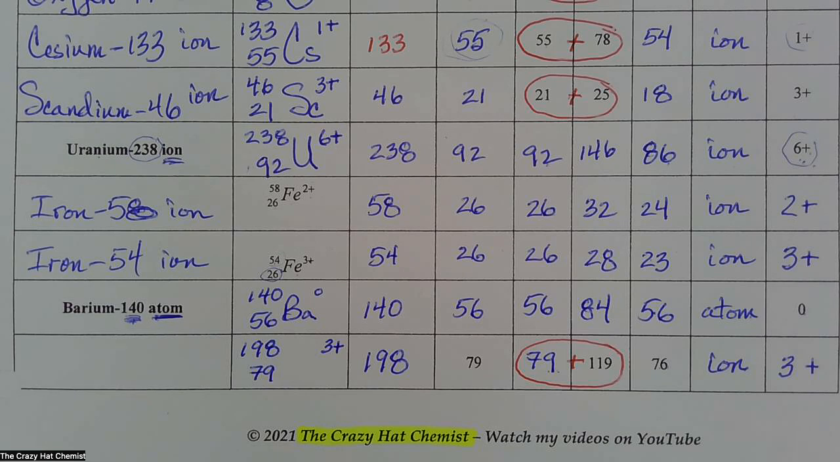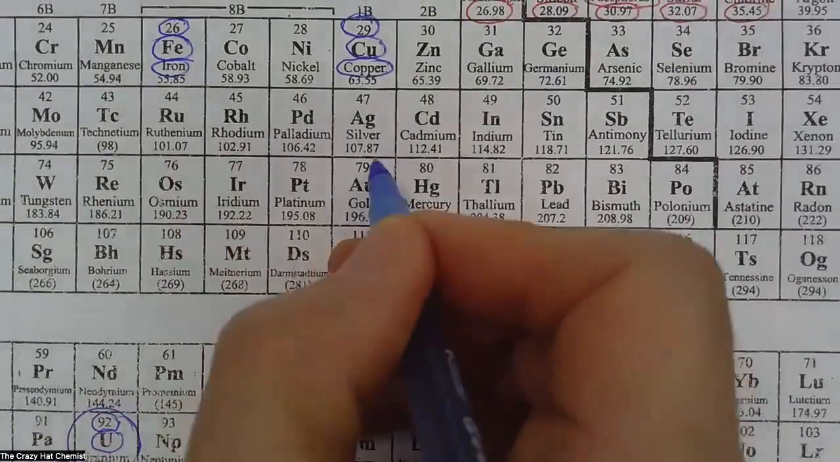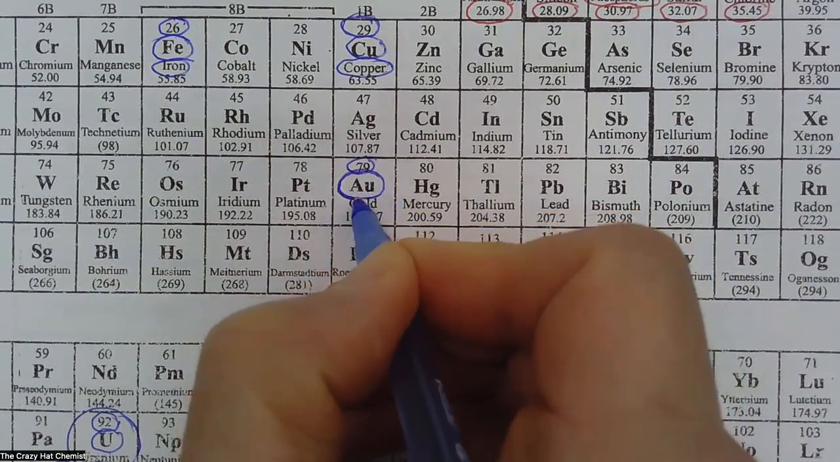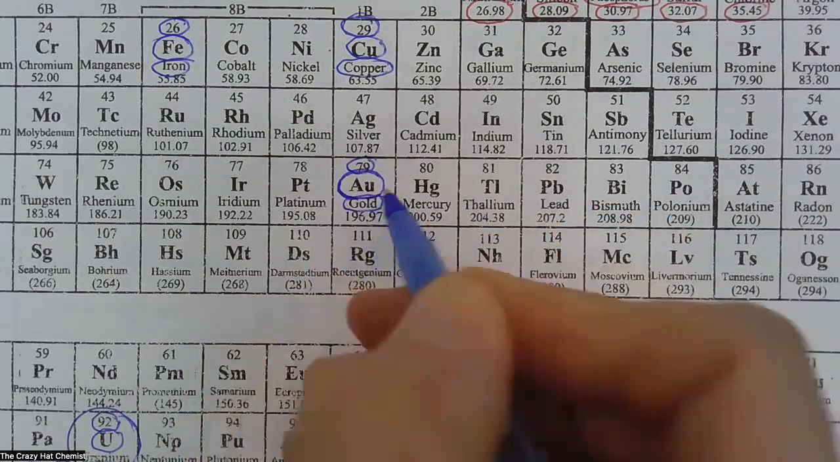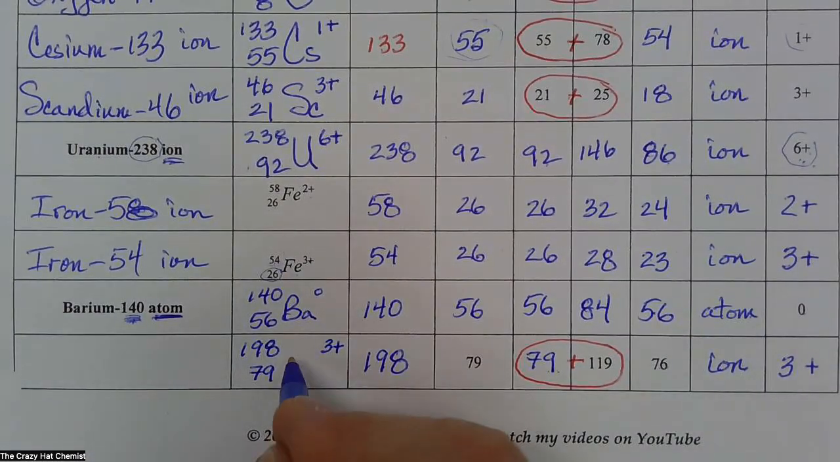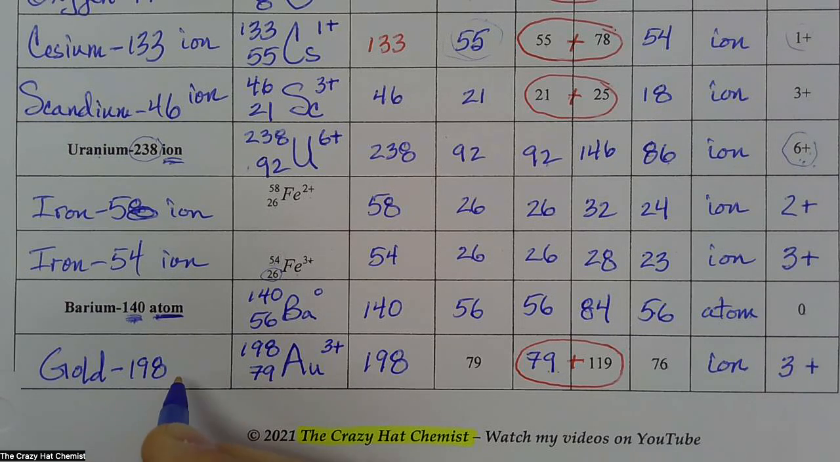Here we go. And I am the crazy hat chemist, right? So this is atomic number 79. It's AU, capital A, lowercase u, and that is most certainly gold. And you are watching a golden video right here. That's why it's the crazy hat chemist. You're watching a golden video. It's AU. It is gold. And it is gold-198. And it is an ion because it has a charge to it.